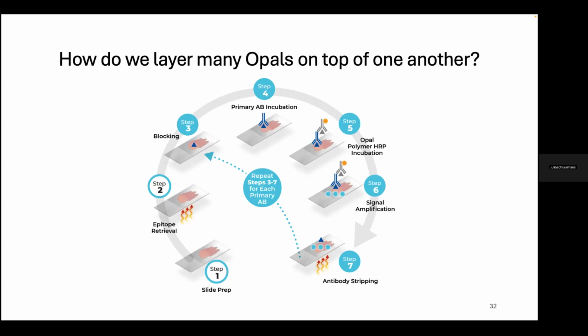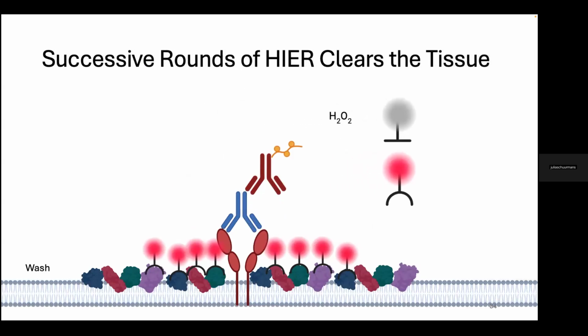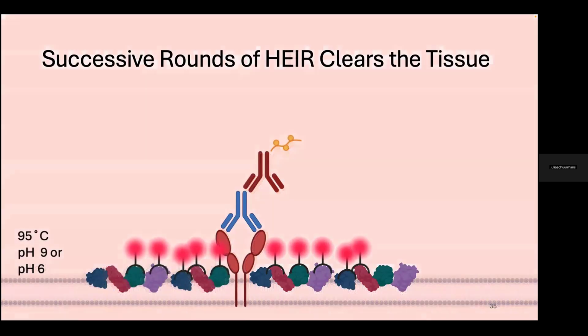And I'm going to quickly show you guys that in a better way here. So we have our initial staining, it's all done. We have a nice amplified signal. We then wash off the residual fluorescent molecules. We then heat it up and apply a solution at a pH of 9 or a pH of 6 to really shake off those primary and secondary antibodies, leaving behind nice fresh tissue for us to go again with a new marker.